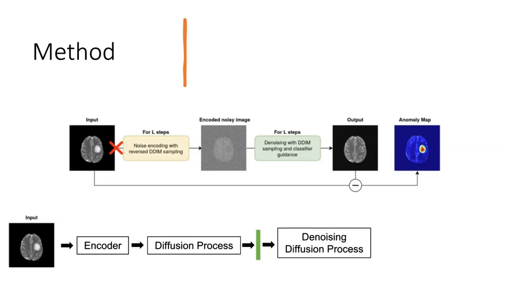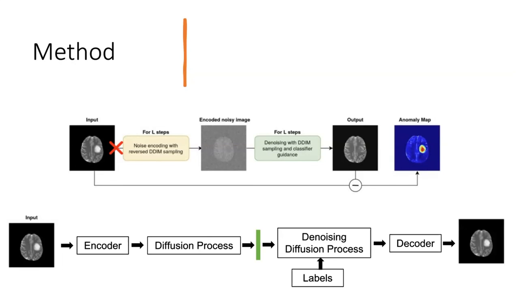Then, taking this noisy sample, we have the denoising diffusion process as discussed in the previous slide on stable diffusion. Here, we can pass a control through our labels. During training, we have 0 and 1 as original labels, and we want to generate the original image during training. And after the decoder, we get the original sample.